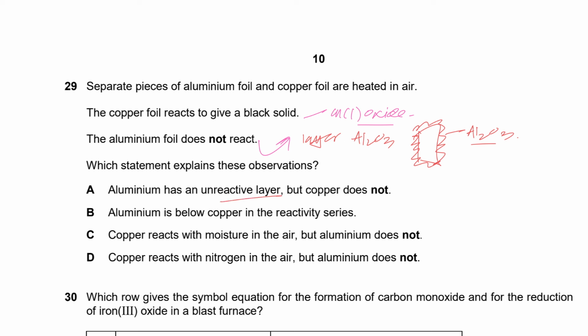So aluminum has an unreactive layer, but copper does not. That's true. Aluminum has this ability to form an oxide layer. Aluminum is above copper in the reactivity. Copper reacts with moisture in the air, but aluminum does not. Copper reacts with nitrogen in the air. Copper does not react with nitrogen, and copper does not react with moisture because moisture is H2O, and copper does not react with H2O, sir. It reacts with oxygen but not with H2O.